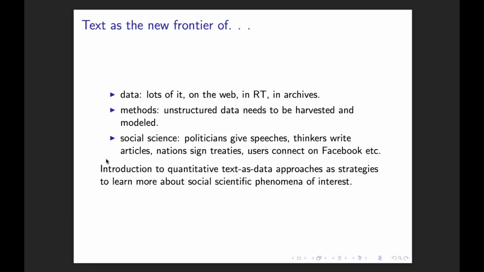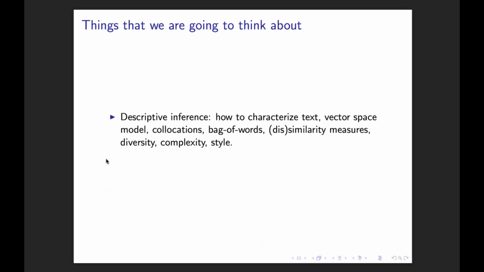So this course is going to introduce you to quantitative text as data, and then you're going to think about how you might want to apply this kind of textual information to learn something about some sort of social scientific phenomenon that you're interested in. So in terms of the course more specifically, some of the things we're going to think about is descriptive inference. So how can we characterize text? What sort of words do they use? How do we represent text using this kind of vector space representation? So in the case of the matrix format, how do we put words into a matrix?